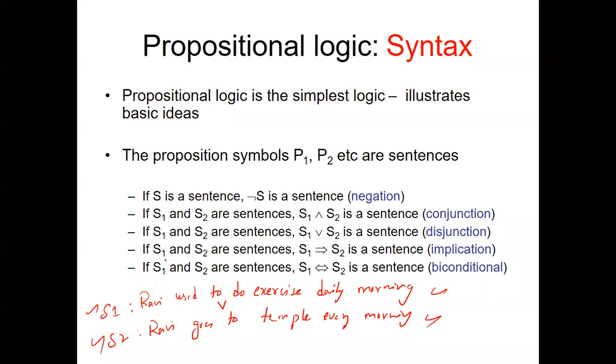And these are something like connectors. Even and, or, all these are connectors. If S1 and S2 are sentences, then S1 implies S2 is also a sentence; this is called implication. What implication is, we will learn. For now, just understand that S1 implies S2 is also a sentence.